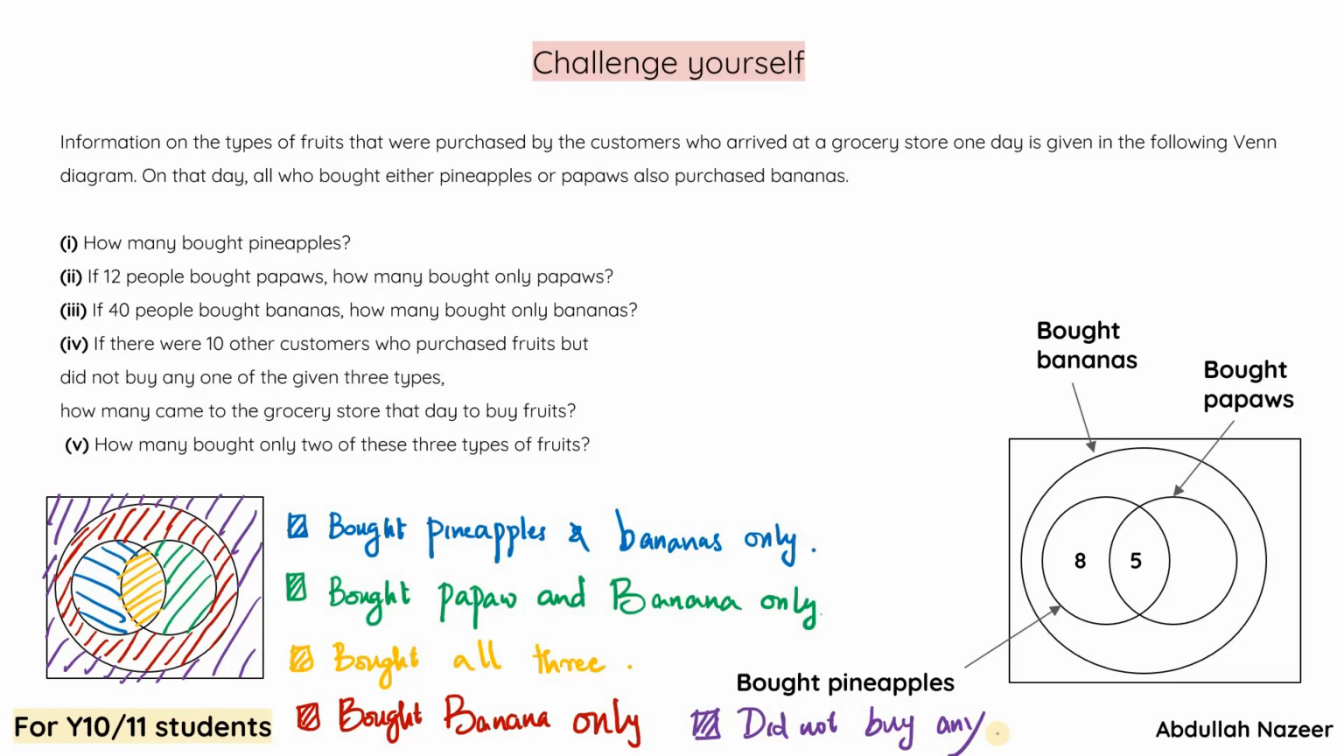Alright, now that we've identified the regions, let's go ahead and answer the questions. First question says, how many bought pineapples? The set that indicates pineapple is this set, this entire set. So the numbers that belong to that set are 8 and 5.